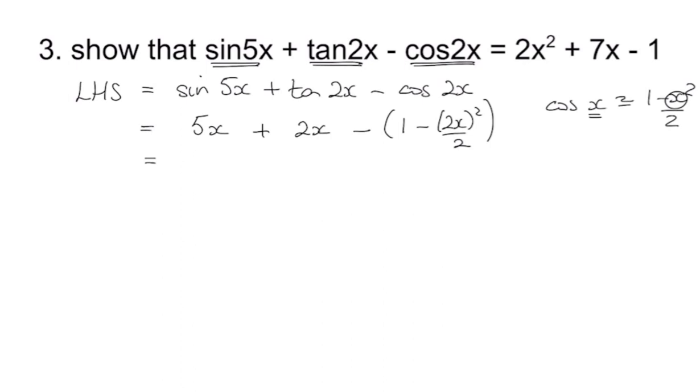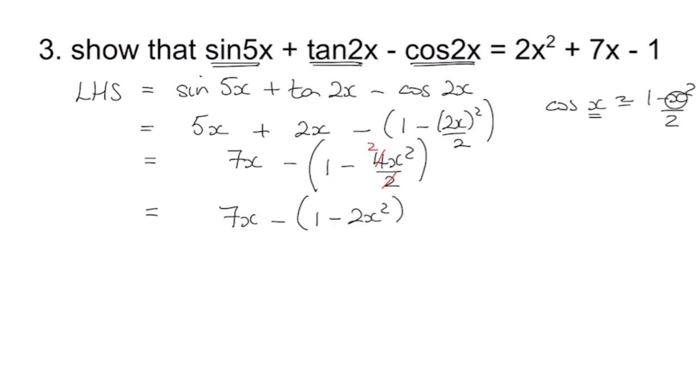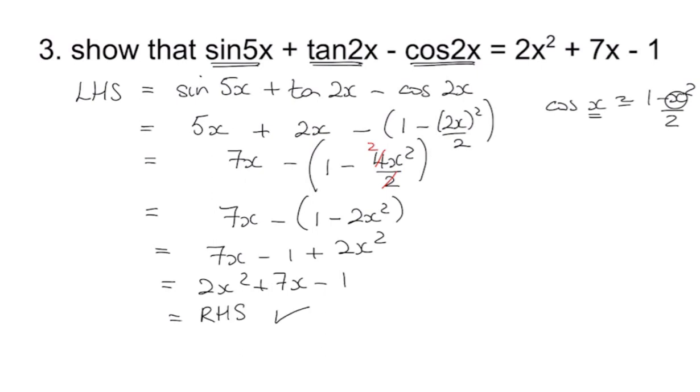So I get 2x all squared over 2. We sort that out. 5x plus 2x is 7x. Then it's minus 1 minus 2x all squared is 4x squared over 2. The 2 and the 4 will cancel, so you end up with 7x minus bracket 1 minus 2x squared, 7x minus 1 plus 2x squared, so 2x squared plus 7x minus 1, and that equals the right hand side, which is right. So that's the sort of thing that we are going to be doing.